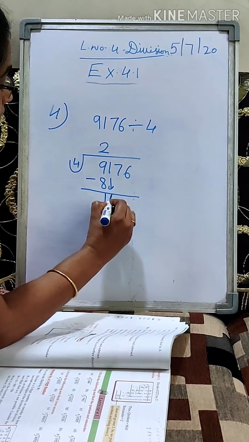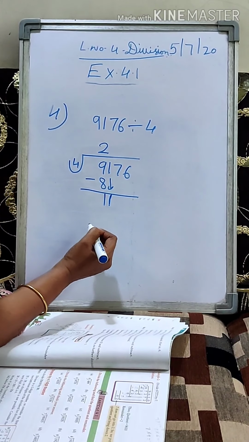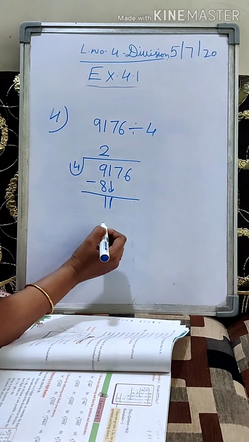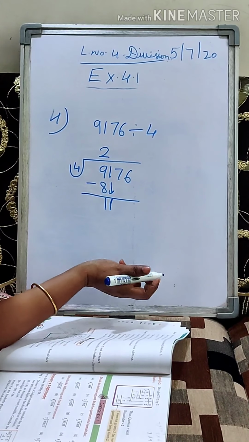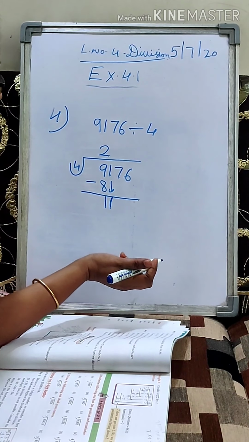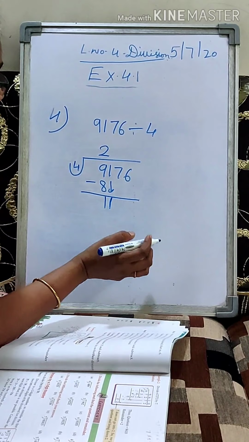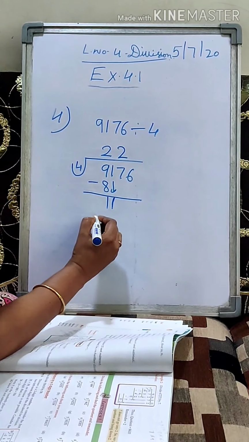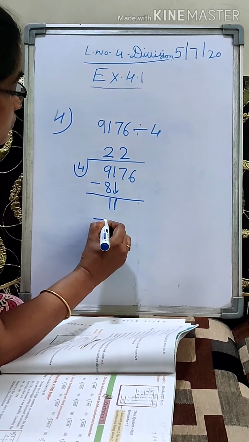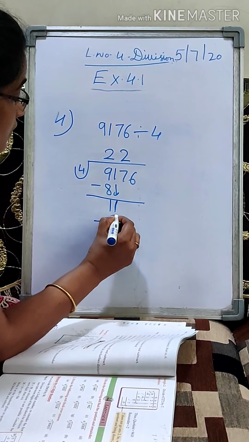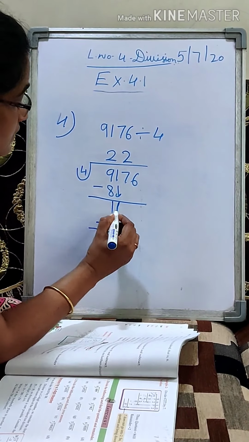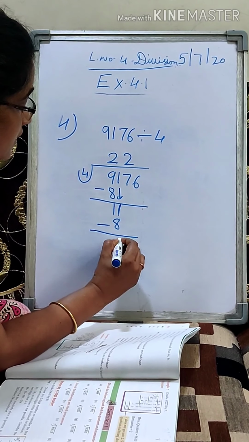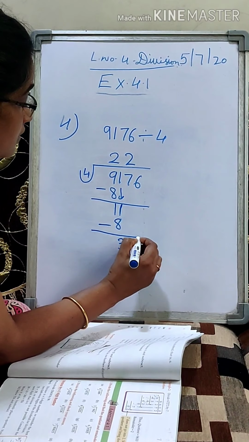Now it became 11. Then how many 4s are there? Again say the tables. 4 1s are 4, 4 2s are 8, 4 3s are 12. But 8 is our correct answer. 4 2s are 8. How many 4s are there in 11? 2. Then write 8 below 11 and subtract it. 11 minus 8 will get 3.